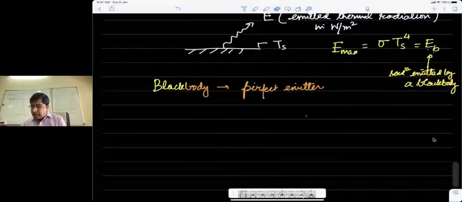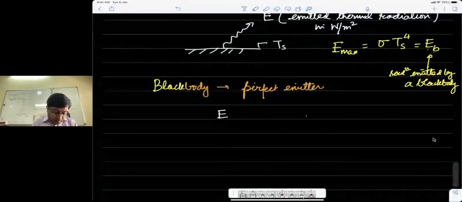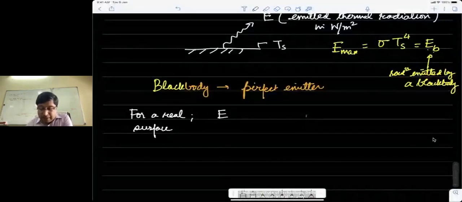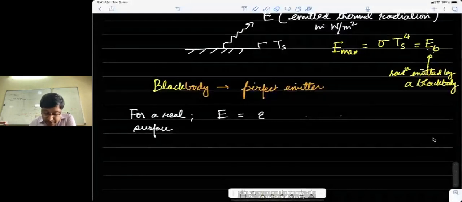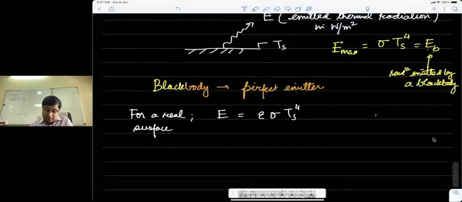So what I was saying is that in the case of a real body, the emitted radiation E, for a real surface, which will have emission that is not the same as the maximum emission, will be some epsilon times sigma Ts to the power 4. So a real surface will emit radiation which is lower than what a black body will emit.